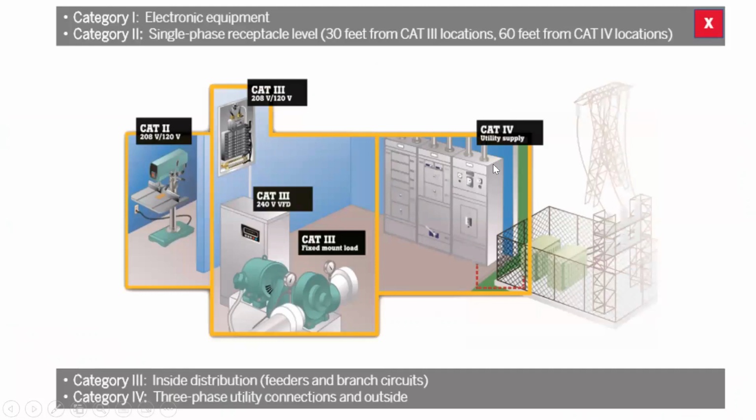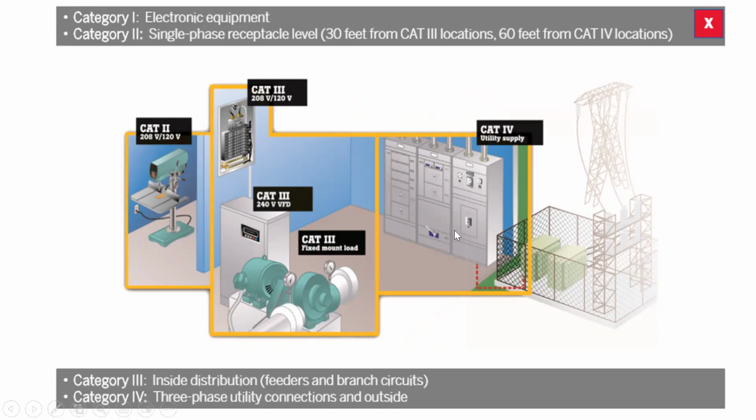For example, if you are using a test instrument at the connection point between the utility and your facility, that will fall under a category 4 location. 30 feet into your own distribution network, the electrical panels may be at the same voltage level, but category 3 will be applicable. That means the distance from the source is higher, which results in less chance of impulses. Further 30 feet from the category 3 location, the location will be category 2, where single phase receptacle levels are. And category 1 is for electronic equipment. So these are the different categories mentioned in the handbook related to distance.